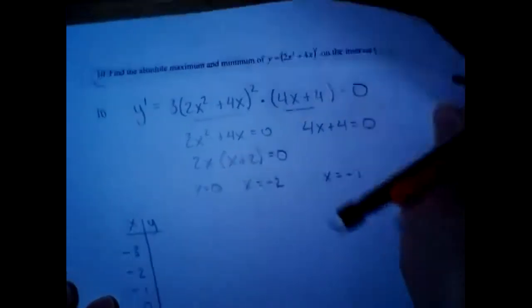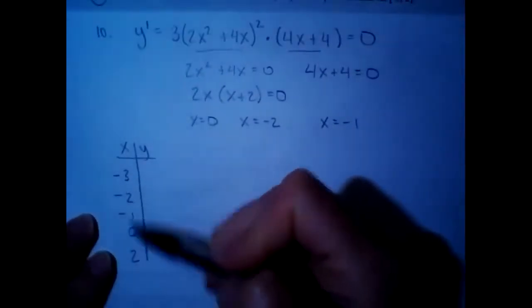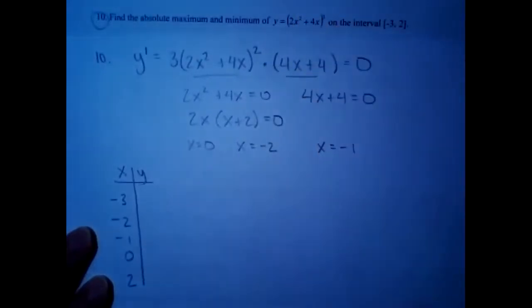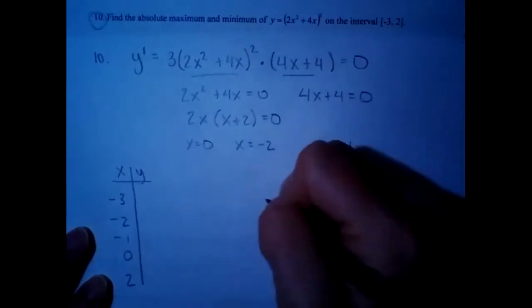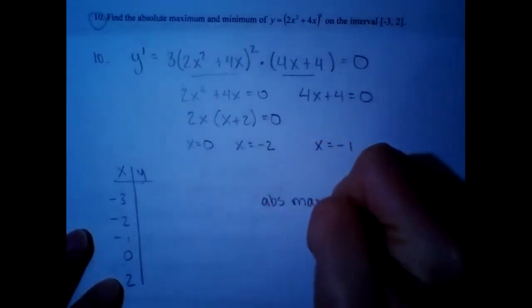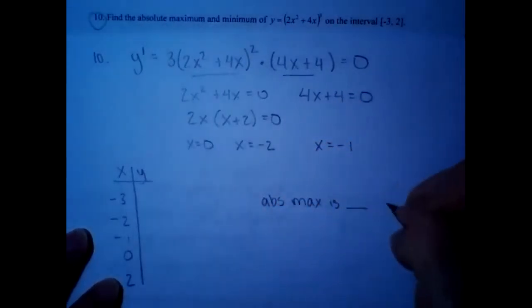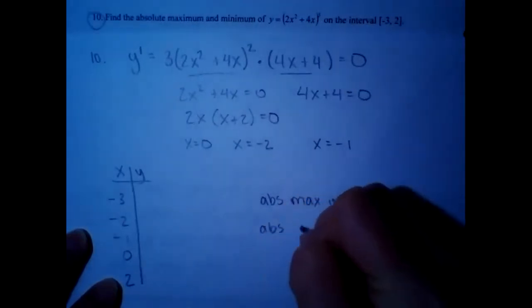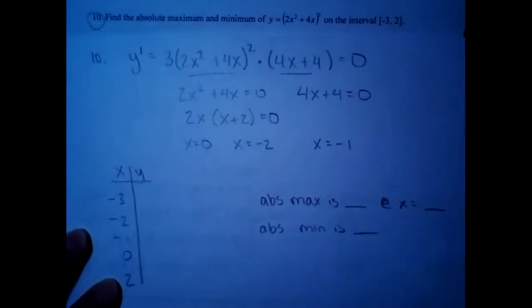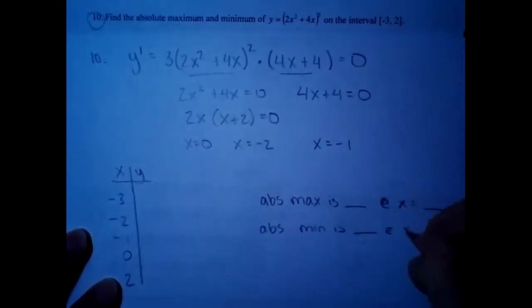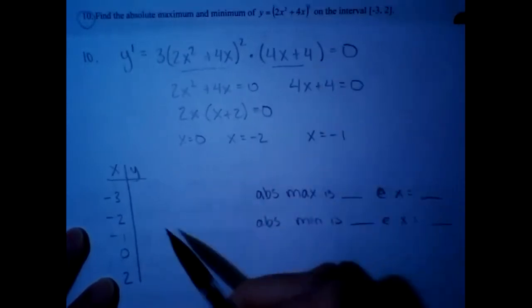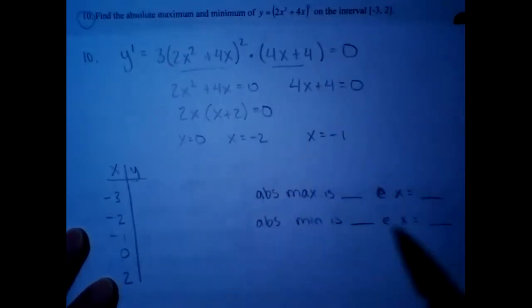And so I'm going to leave the rest of that for you guys to finish. You would take these, plug them back into the original function, and then write out what the biggest and the smallest are. So you're going to have absolute maximum is whatever at x equals whatever. And you're going to have absolute minimum is whatever the smallest result is at x equals wherever that happens. So you would plug those into the original function, see what you get, and then write out your answer.